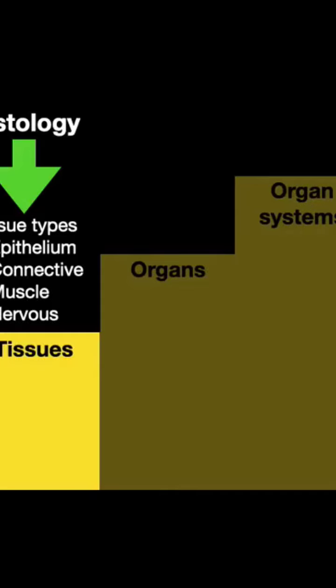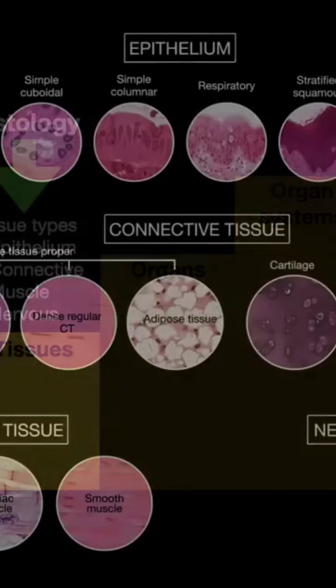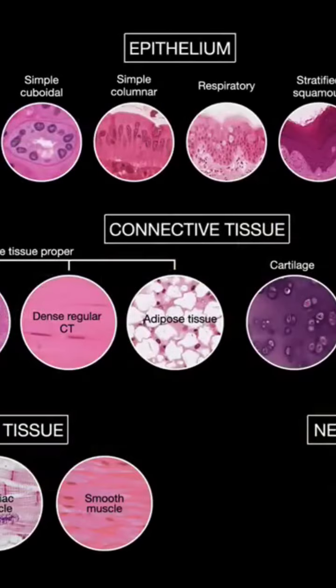And in the case we're going to talk about, the parts of tissues. So here are H&E stains, for the most part. There's a couple of differences in here, of these four basic tissues: epithelium, connective, muscle, and nervous.